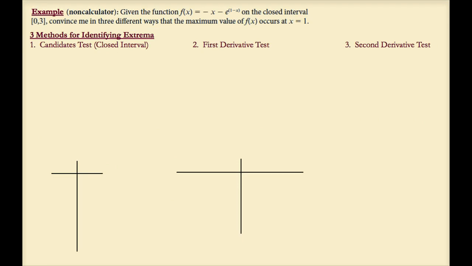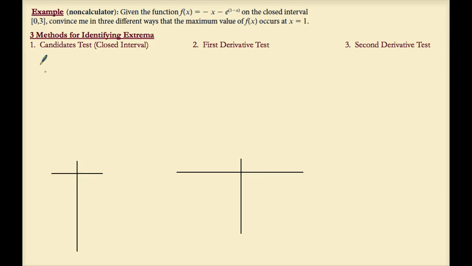Here we have a non-calculator example. Given the function f of x equals negative x minus e to the 1 minus x on the closed interval 0, 3, convince me in 3 different ways that the maximum value of f of x occurs at x equals 1. This gives us an opportunity to discuss the 3 methods for identifying extrema: the candidates test, which is usually used with a closed interval, the first derivative test, and the second derivative test.